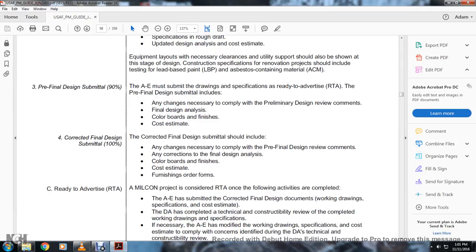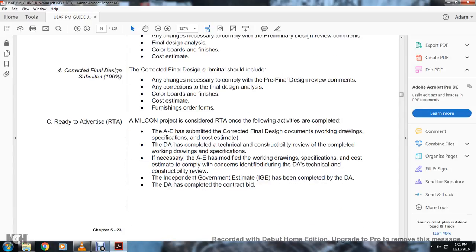4. Corrected final design. The corrected final design submittal should include any changes necessary to comply with the pre-final design review comments, any correction of the final design analysis, color boards, finishes, cost estimate, and furnishing order forms.